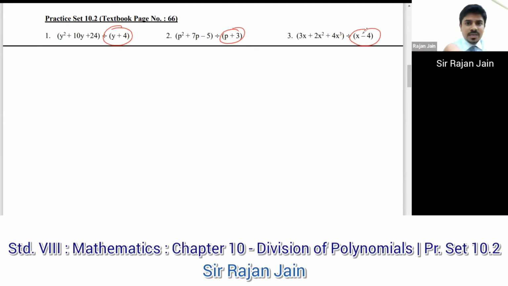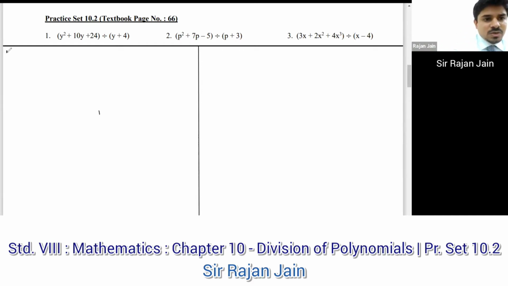Let's start. I'll just divide my screen into 2 parts so that it becomes easier for you all to understand. Starting with your question number 1. First question, I directly write the dividend and your divisor. Your dividend in this case is y square plus 10y plus 24.